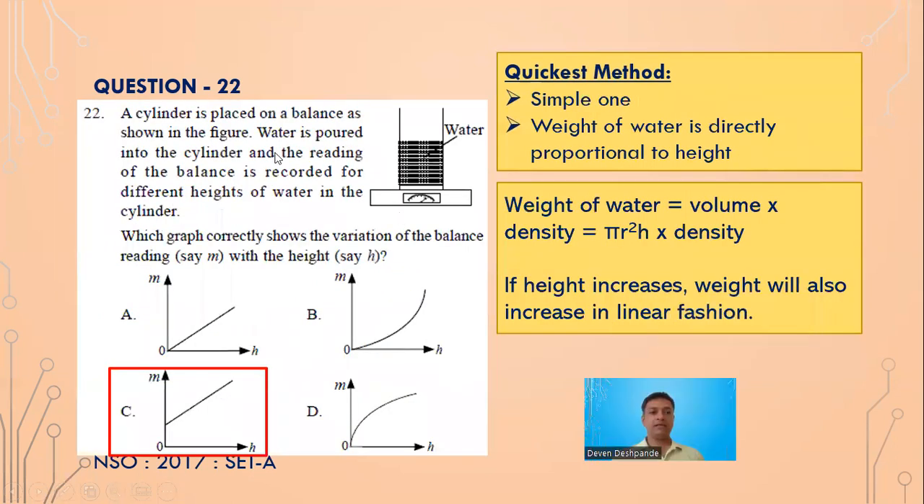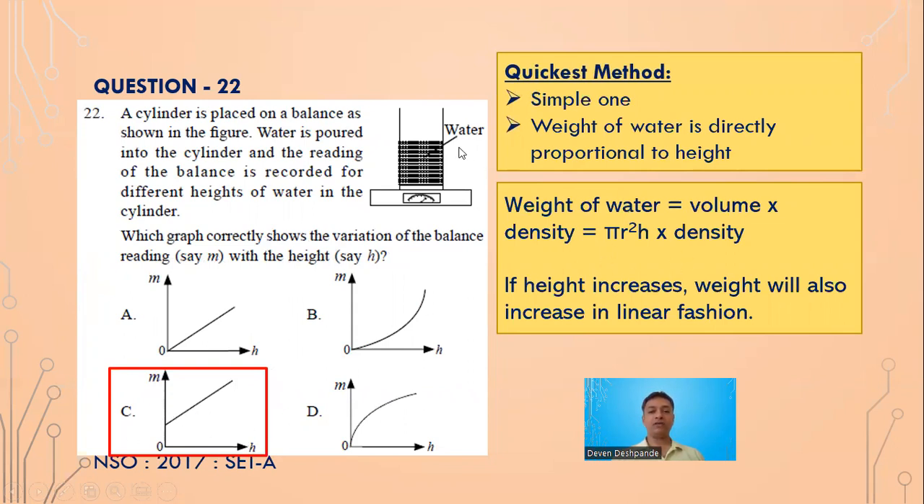Okay. A cylinder is placed on a balance as shown in the figure. Water is poured into the cylinder and the reading of the balance is recorded for different heights of water in the cylinder. Which graph correctly shows the variation of balance reading, M, which is mass, with the height, h? So the correct option is option C.